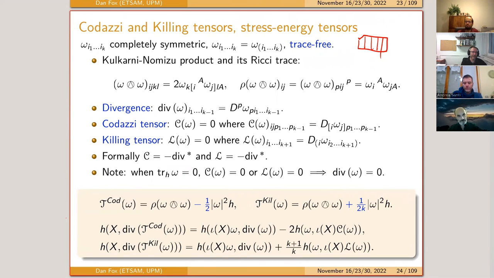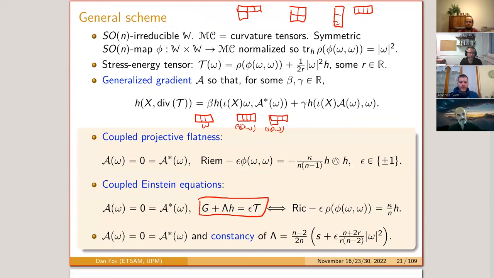Say in Riemannian signature and negative curvature, you expect that there are lots of Codazzi tensors, and the other way around for Killing tensors. In negative curvature they don't exist, and in positive curvature they can exist. But there's a lot hidden in these equations, right? In general, you may not have any tensors that satisfy these equations if you're not careful.